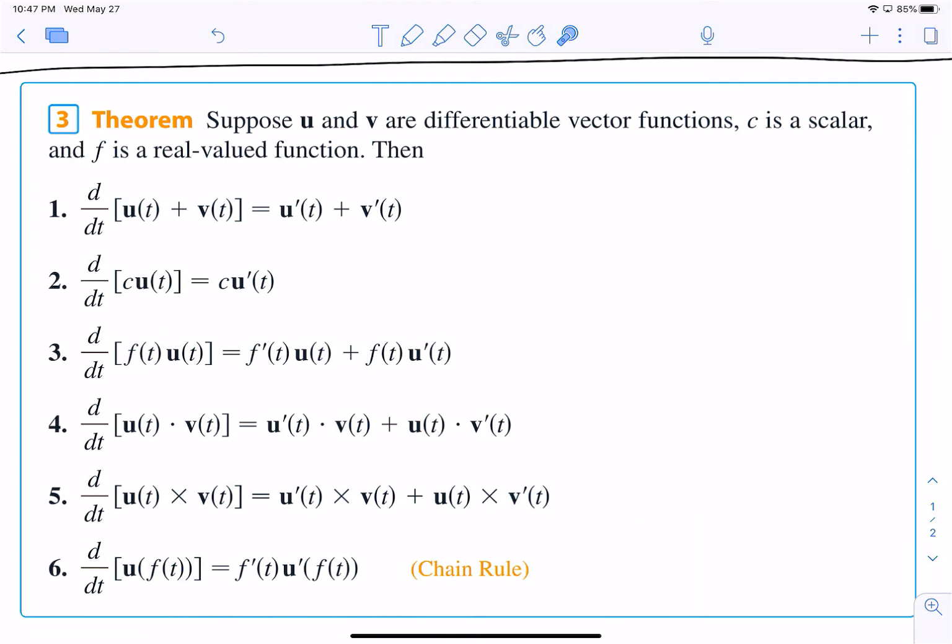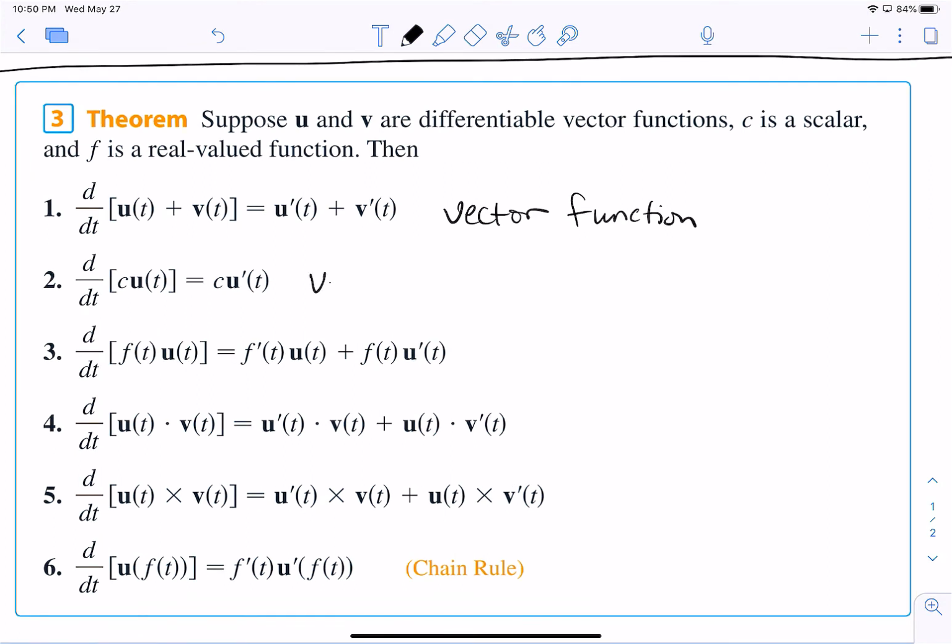Finally, if we have a composition function, u of f of t, then remember u takes in a real value. So f of t is a real valued function, right? Then we have the derivative of the outside function, u prime, times the derivative of the inside function, f prime. So the chain rule works the way you think it would. Adding functions together and multiplying by a constant work the way you think they would. And then we have these new expressions that involve vector functions and real functions as appropriate in various product rule forms.